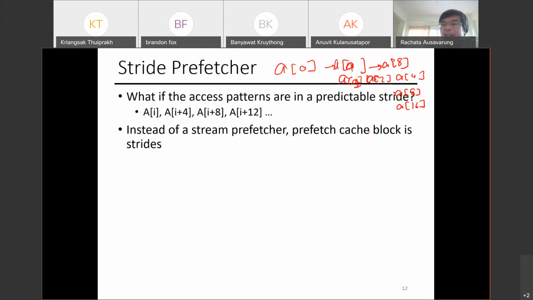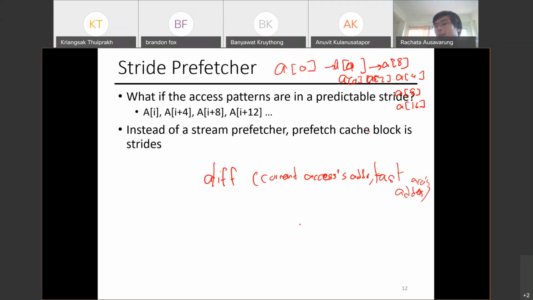By using the history. One thing you can do is a diff of the current access's address and the last access's address. If the diff is in the same range, then you fetch them. You know exactly where to fetch next. Any questions so far?